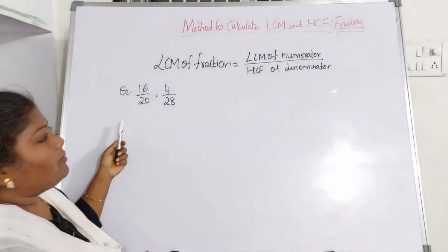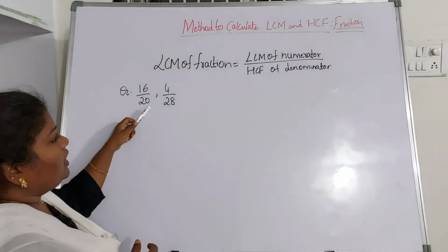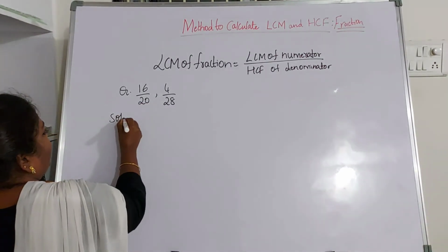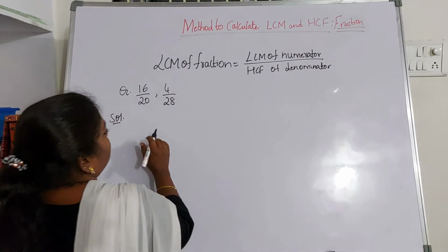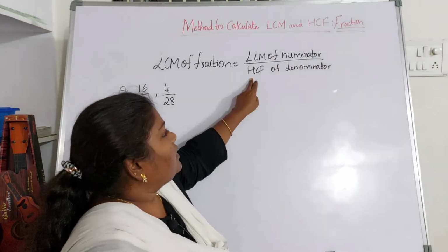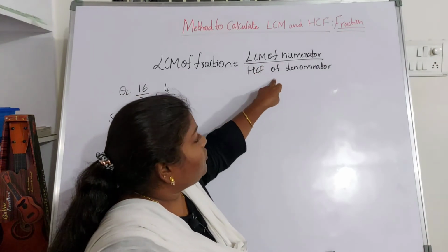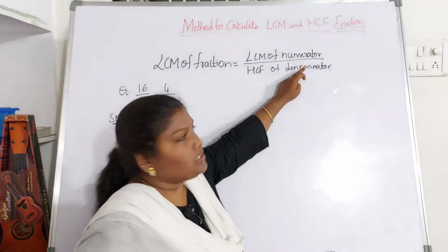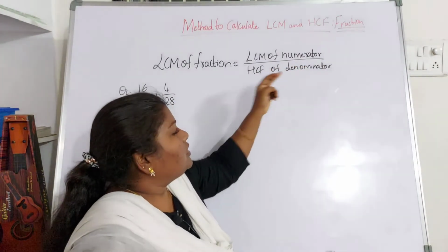So the next example is 16 by 20 and 4 by 28. We need to find out the LCM of a fraction. The formula is LCM of numerators over HCF of denominators.